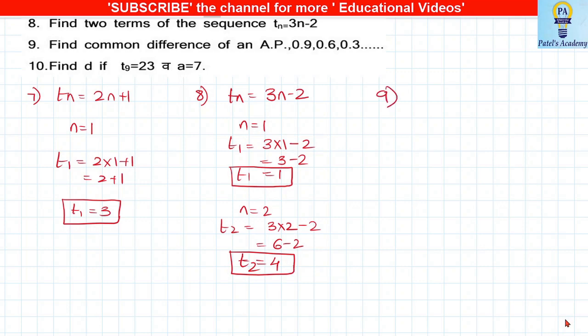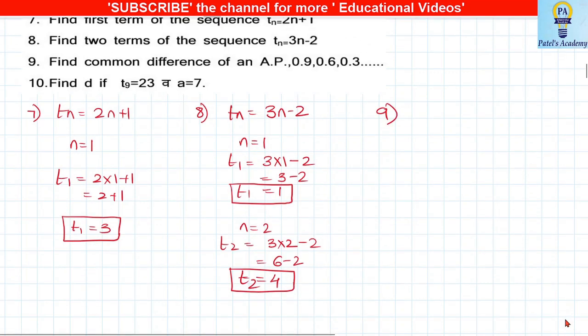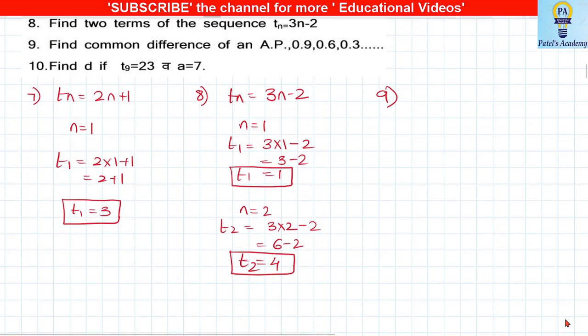Okay, let's see the ninth sum. Find the common difference of an AP. They have given the AP. It is already given as an AP, so you don't have to check whether it is an AP.